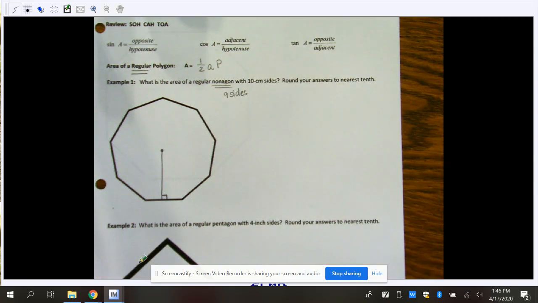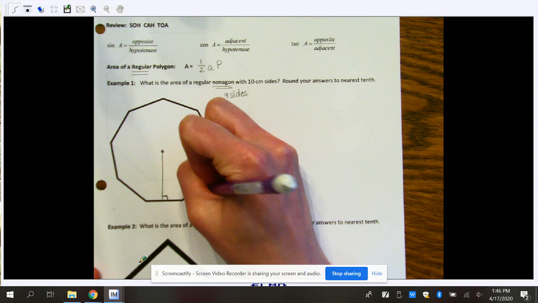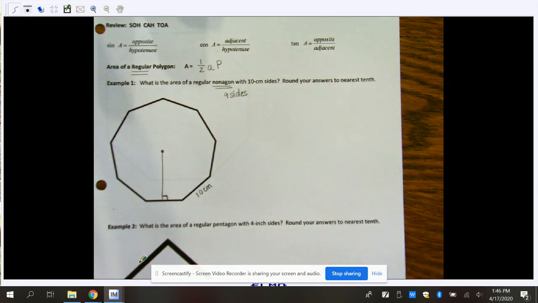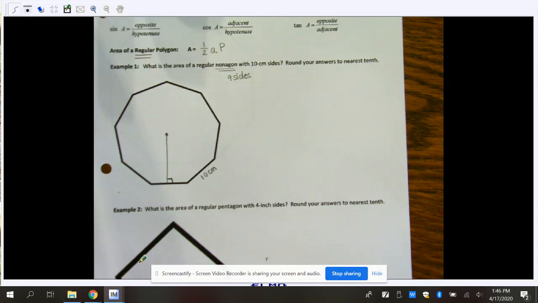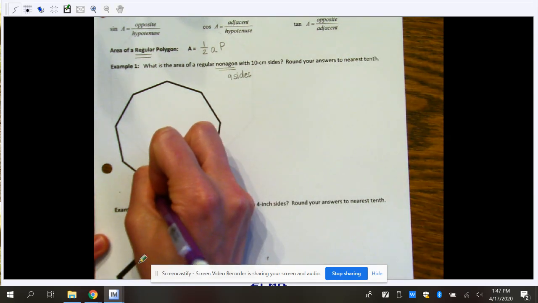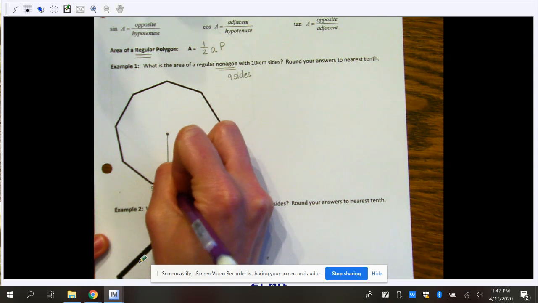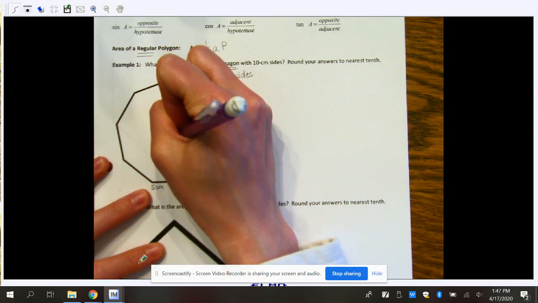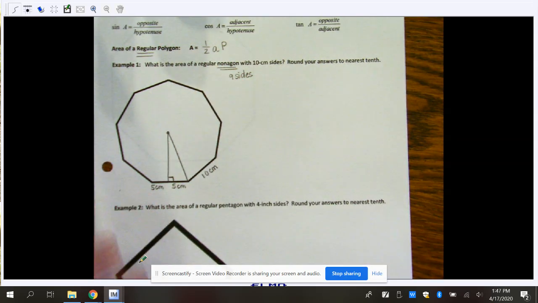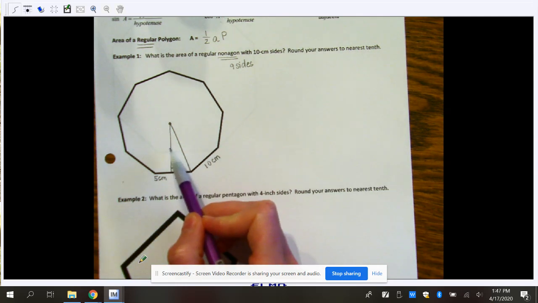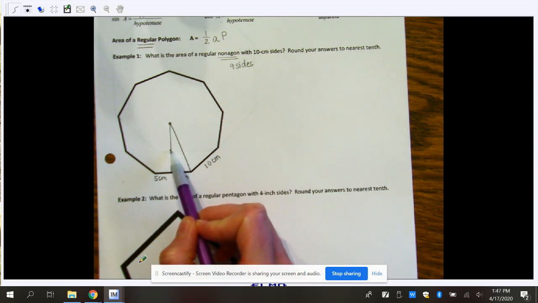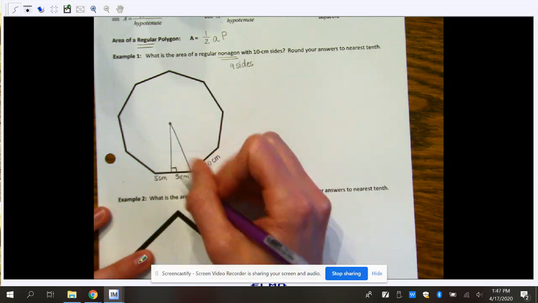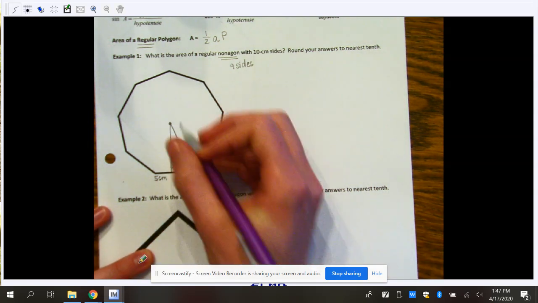We're given that all the sides are 10 centimeters long. Remember, another thing the apothem does is divide the side in half. So I'm going to label each of these sides as 5 centimeters. We're going to use this right triangle right here to help us find this segment, which is the apothem. We know that this is 5 centimeters.